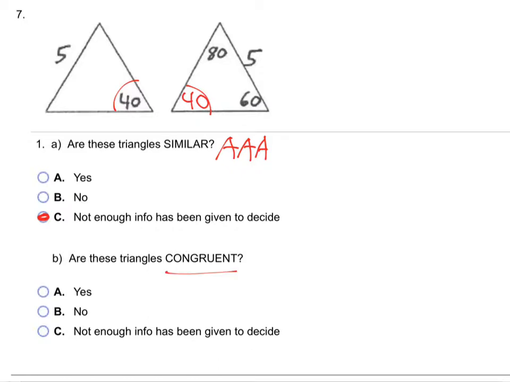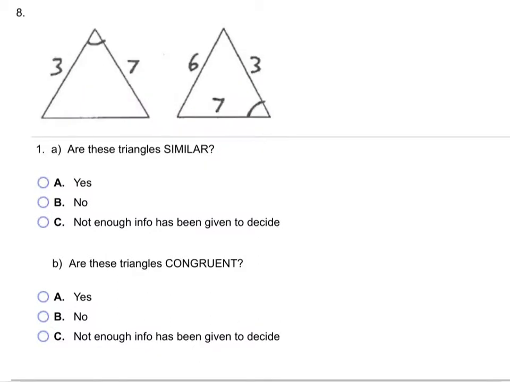What about congruence? Could they be totally identical? Yeah, it's another not enough. They could be. The 40's across from the 5, the 40's across from the 5. It's like so far so good. We just don't know enough information, huh? So let's move on. That's just not enough. Number 8. Try that one.